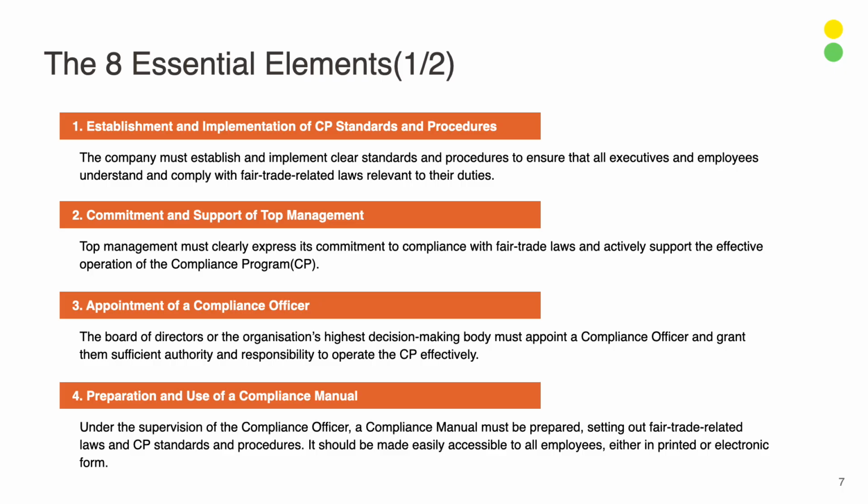The KFTC sets out 8 basic components that a company must have in place to be recognized as having adopted a fair trade compliance program. So basically, they are the CP adoption requirements. These aren't the evaluation criteria, they're simply the structural requirements that define what a CP is by the KFTC.